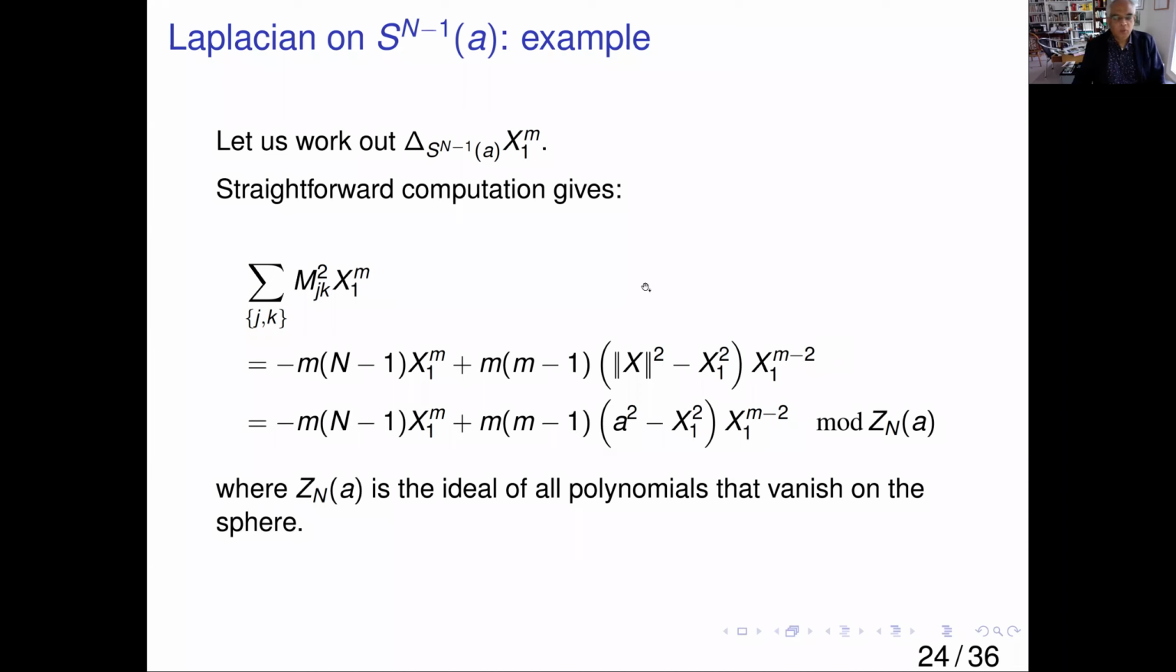Now, remember, we are focusing on the sphere of radius A, so anything that vanishes on that sphere, we mod out. We might as well put a squared in place of norm x squared. And look, we have a polynomial then. The first polynomial here involves norm x squared, so it involves all the variables x1 through x big N. But once we put norm x squared equal to a squared, it just becomes a polynomial in x1. Of course, it has an a in it, but it just involves x1.